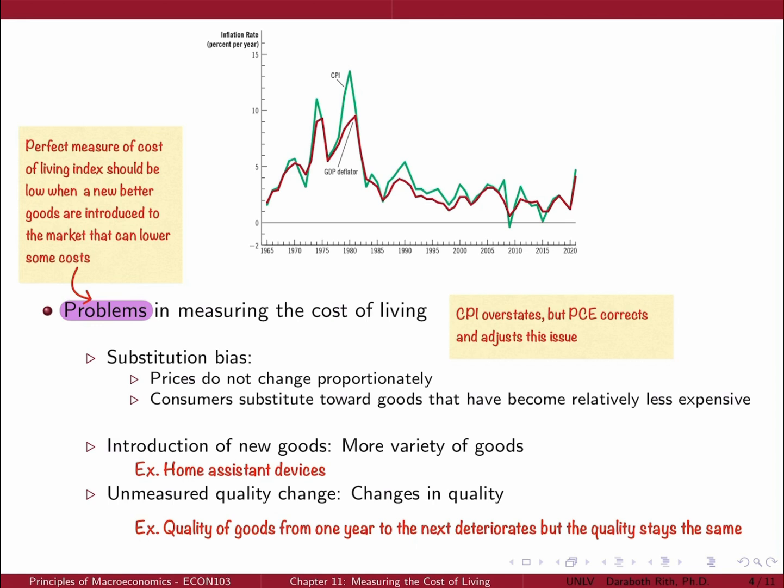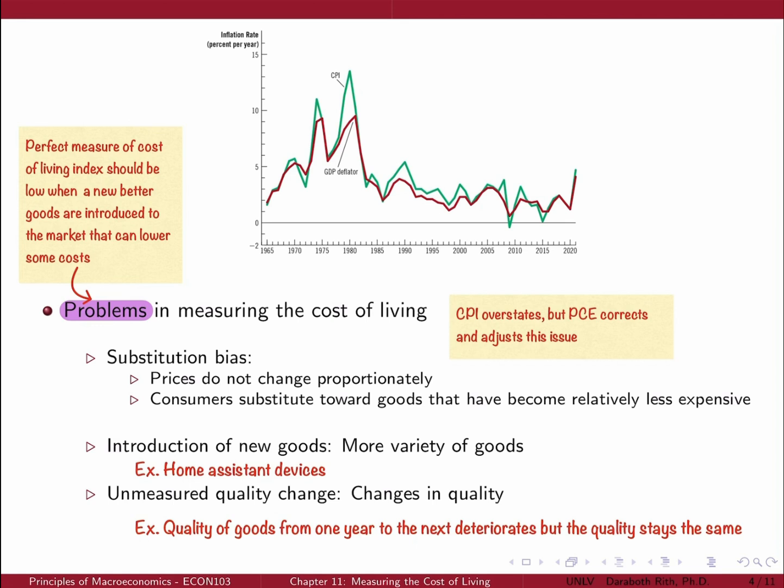One major issue is substitution bias. This occurs because the prices of various goods and services in the basket do not change proportionately. Consumers often substitute goods that have become relatively cheaper, leading to a change in consumption behavior that CPI may not fully account for. Another problem is the introduction of new goods.